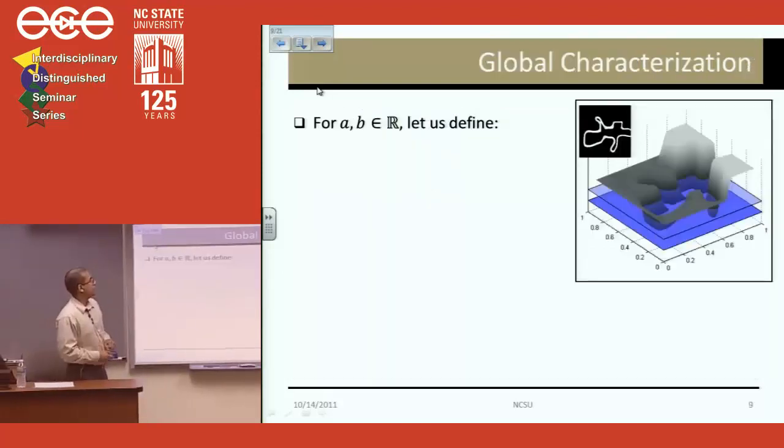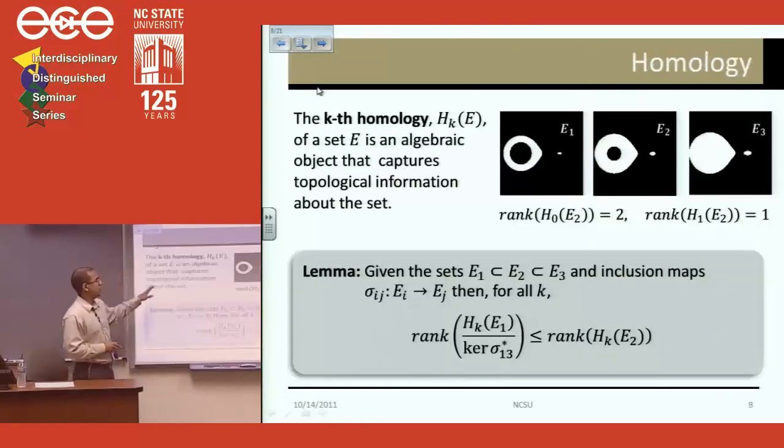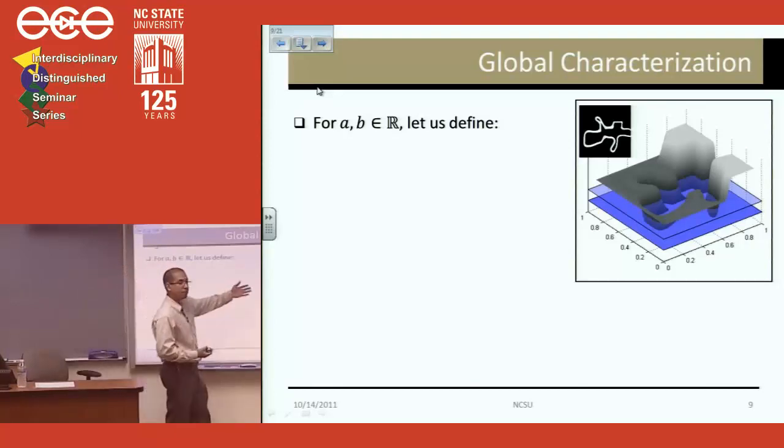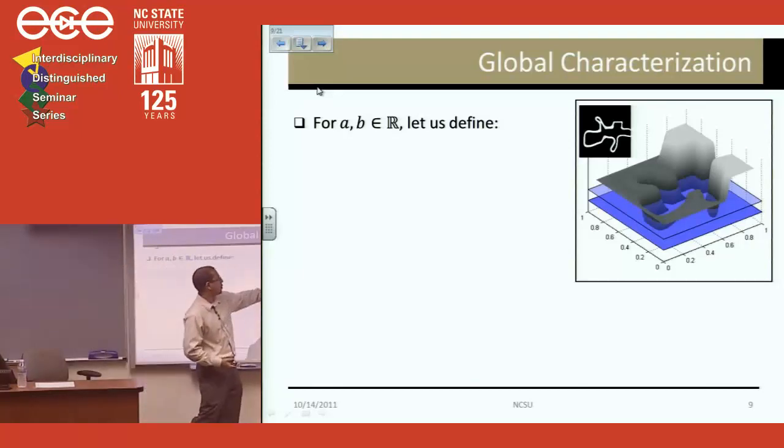Okay, so now how are we going to do the characterization? Well, here we notice that we need sets. Somehow we need to obtain sets from our functions. Remember that I said that an image is really a function. So we have the grayscale value, which is the height for that particular function. And I'm showing you an example here.